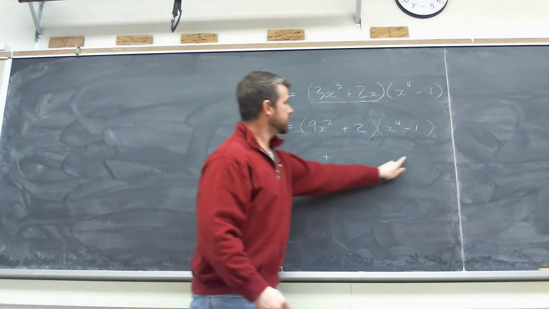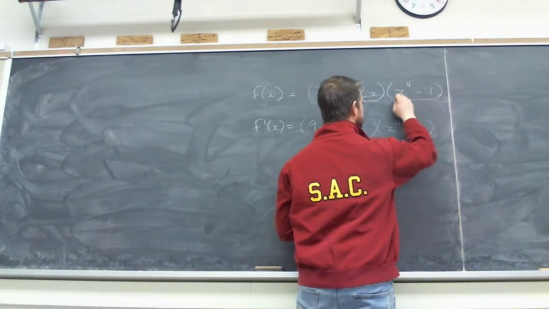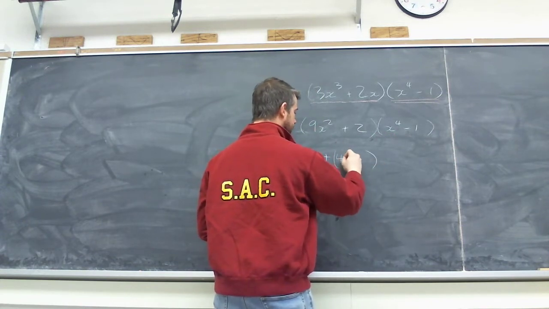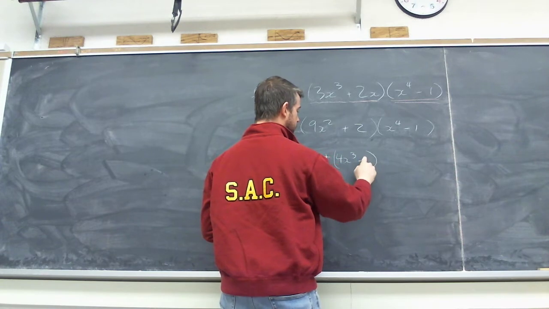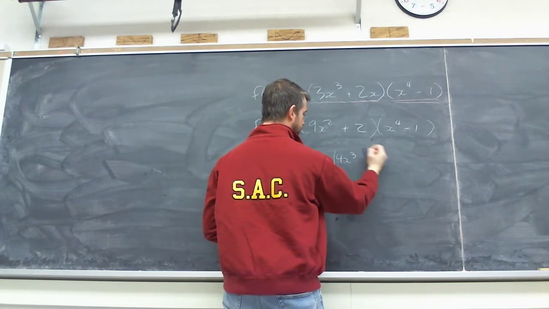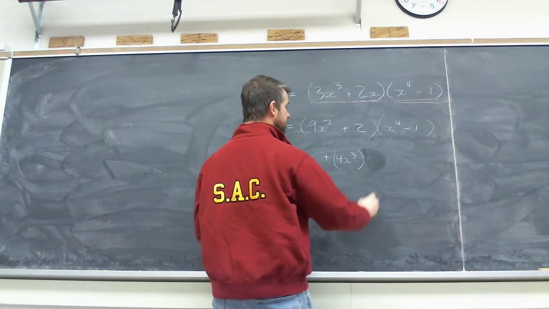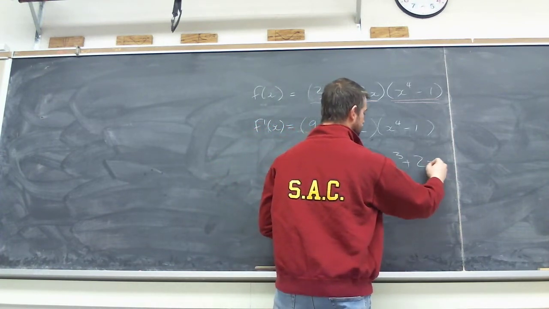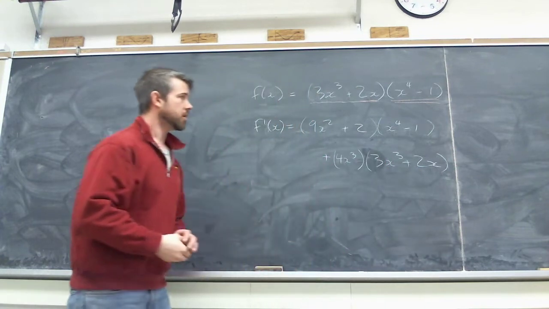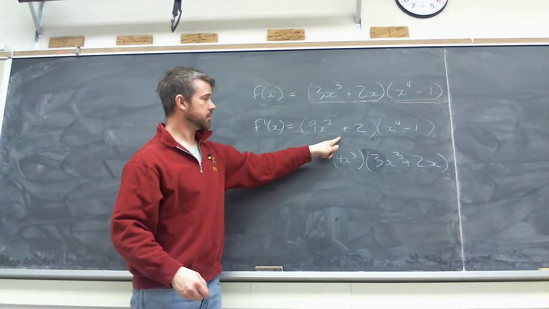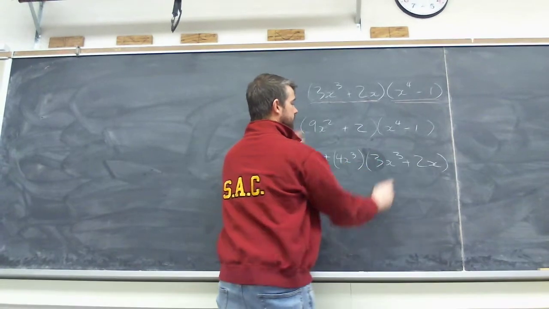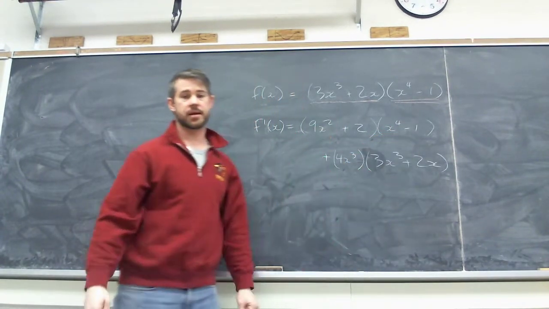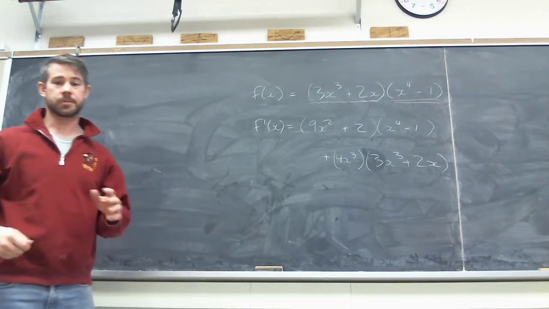But I'll add to it the derivative of the second portion. And again, I'll put it in brackets. So this will be 4x to the power 3 minus, well, the derivative of 1 is 0, so I suppose just 4x to the power 3, multiplied by 3x cubed plus 2x. So again, it's the derivative of the first times the second term, and the derivative of the second times the first term. And that's how we go ahead and use the product rule.